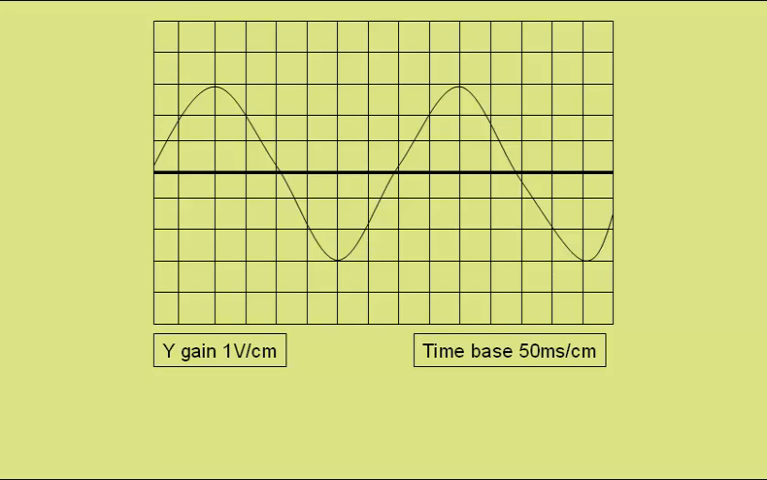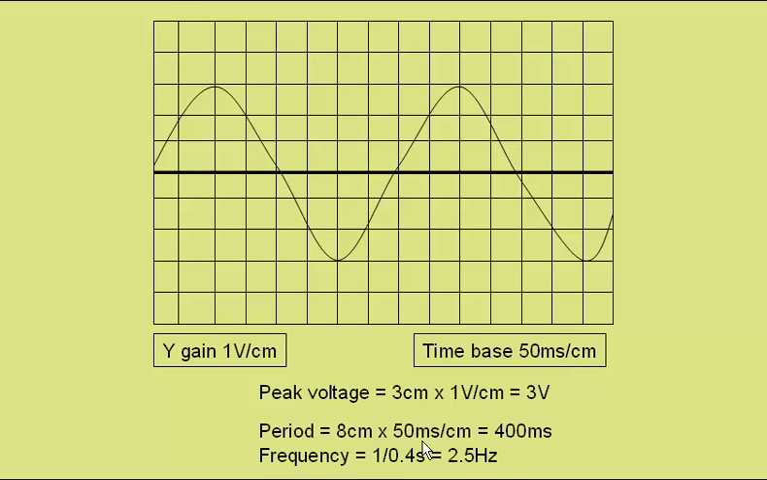Another supply, and the peak voltage 1, 2, 3 centimeters at 1 volt per centimeter, meaning a peak voltage of 3 times 1 volt per centimeter, 3 volts. The time period 1, 2, 3, 4, 5, 6, 7, 8 centimeters at 50 milliseconds per centimeter, meaning the time period is 400 milliseconds. The frequency 1 over the time period, 1 over 0.4 seconds, meaning a frequency of 2.5 Hertz.